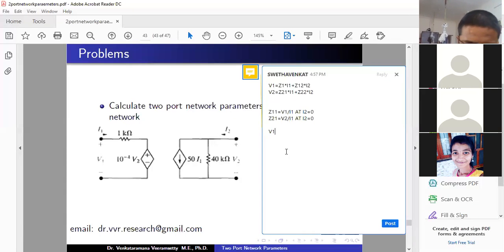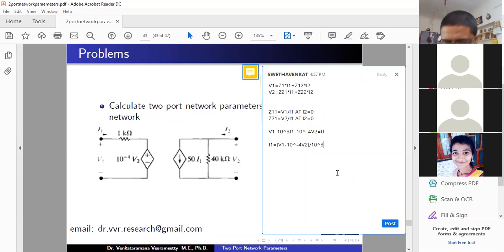If you apply KVL here, what do we have? V1 minus 1 kilo ohm, which means 10 to the power 3 ohms, into I1. So V1 minus the drop across it, and minus 10 to the power minus 4 V2, equals 0. From this equation, try to give the value for I1. So I1 equals V1 minus 10 to the power minus 4 into V2, divided by 10 to the power 3.